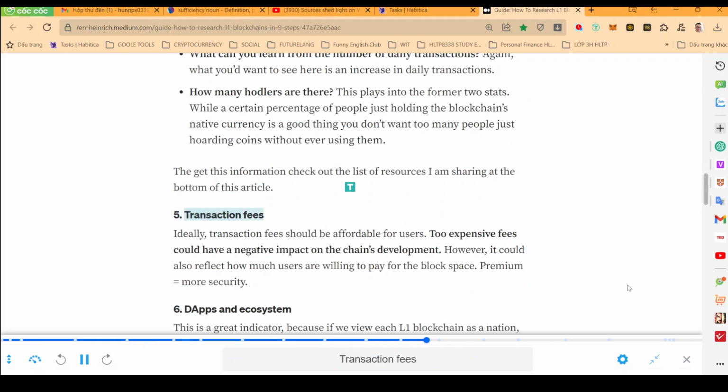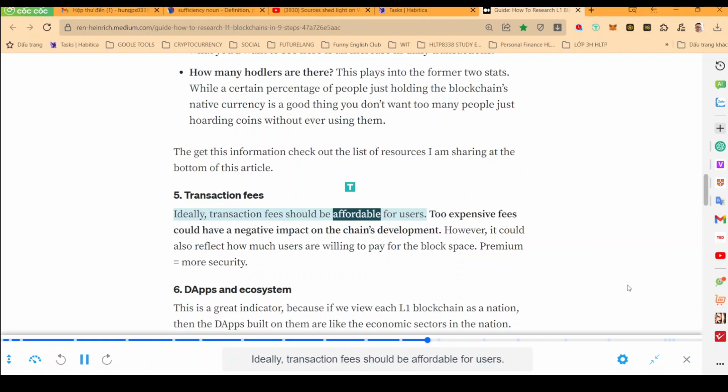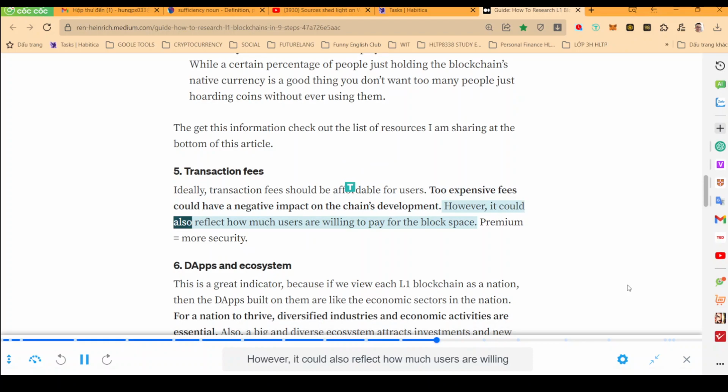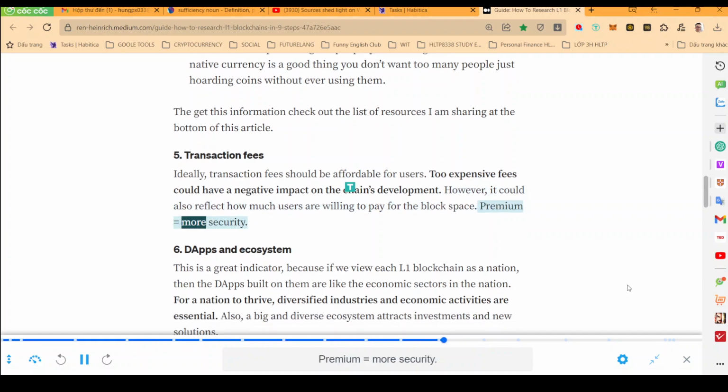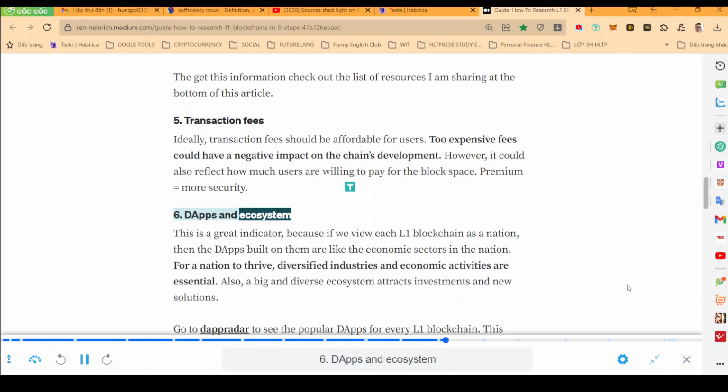5. Transaction fees. Ideally, transaction fees should be affordable for users. Too expensive fees could have a negative impact on the chain's development. However, it could also reflect how much users are willing to pay for the block space premium, meaning more security.